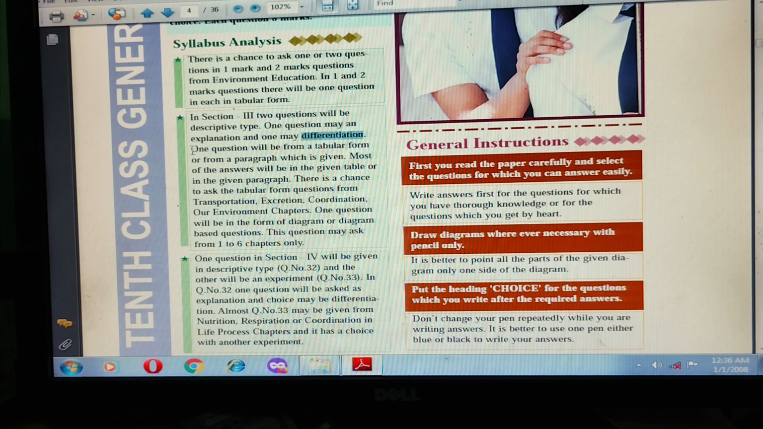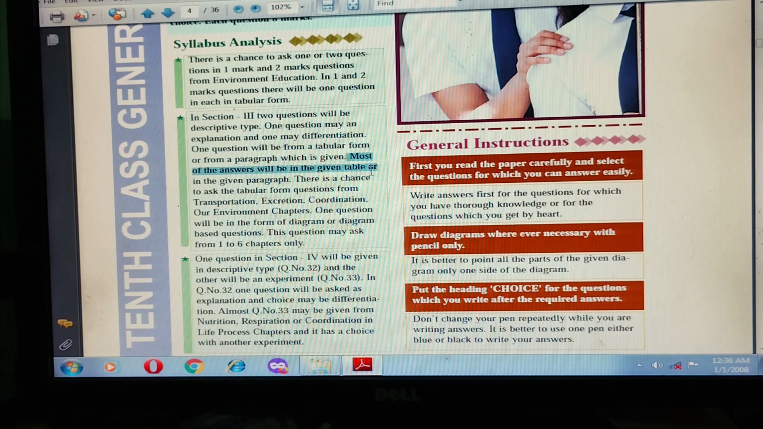And here they give one more instruction, that one question will be from a table or from a paragraph which is given. You all observed in the pre-final examination also, one question they gave in the form of a table. In the table, all the data is given, and based on the data only they ask questions. If a table is missing, you get a paragraph. So from the paragraph or the table, maximum 90% of the answers will be present in the table or paragraph, it seems. Most of the answers will be in the given table or paragraph. Maybe if they give 4 questions, one question you have to think about.